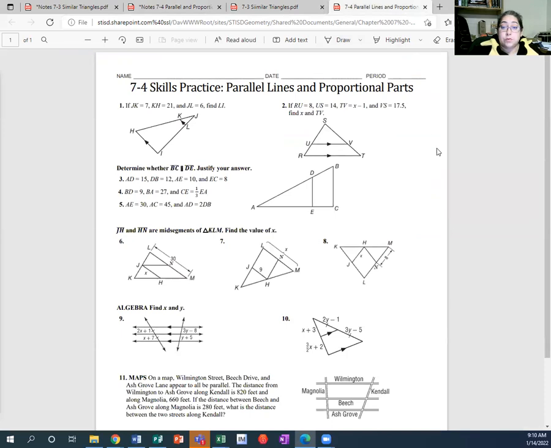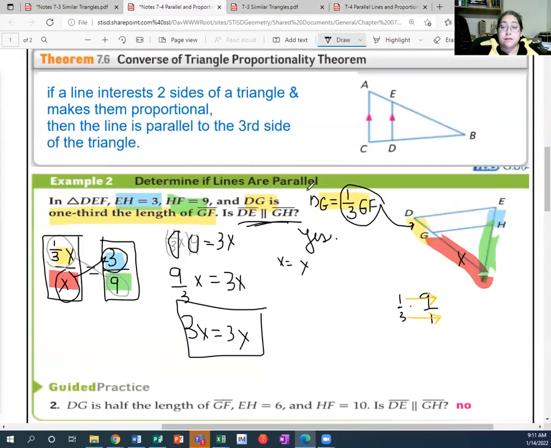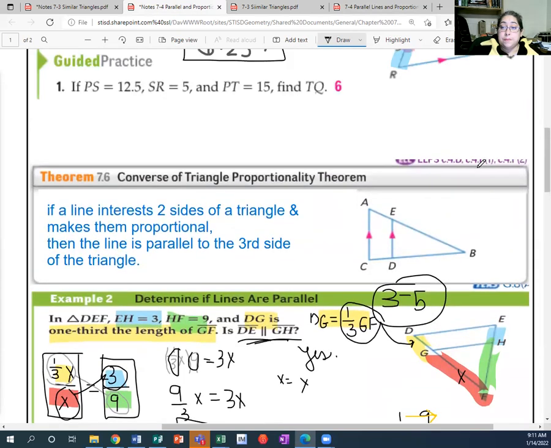I'm going to glance into the homework real quick. Here we go. That's 3 through 5. This section right here, 3 through 5. This top part up here, 1 through 4.